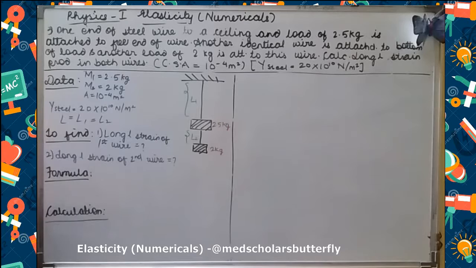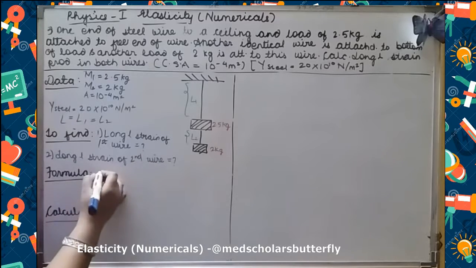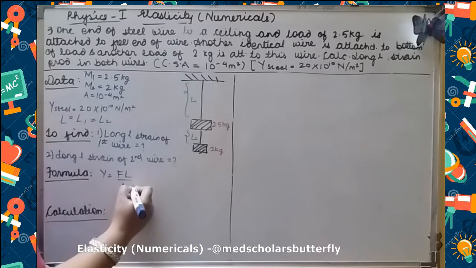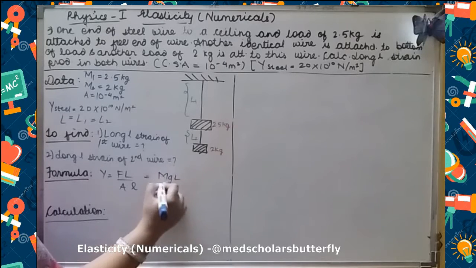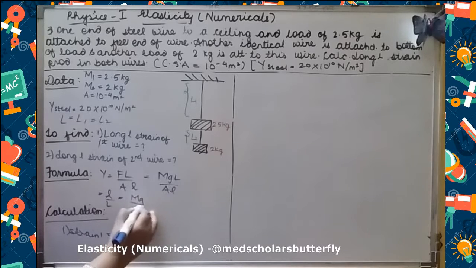What is the formula? As Young's modulus is given to us, this is a big hint, so we will take this formula, Y is equal to FL upon AL. But here force is nothing but mg, so this will be mgL upon Al. What is the formula for strain? It is nothing but small l by L, so we will take mg upon A. What is M for first wire? 2.5. What is g? 9.8 is constant. Area 10 raised to minus 4. You will get an answer here. This will be your strain 1.